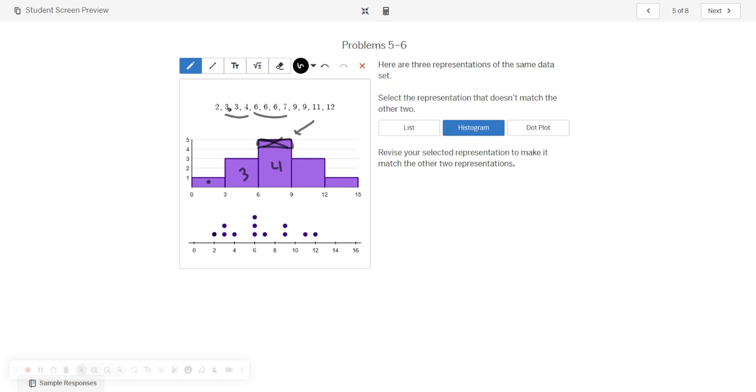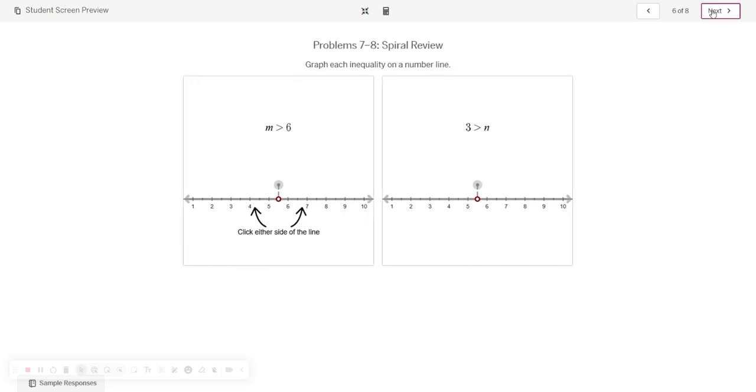Revise your selected thing to make it better. It doesn't tell me where to put that though. Histogram. Yeah, you just gotta erase that top part. Let's see if that gives me credit. Less than or greater than 6. So I'm gonna put it there and then shade this way. N is gonna be less than 3, so I put it that way and then I shade that way.